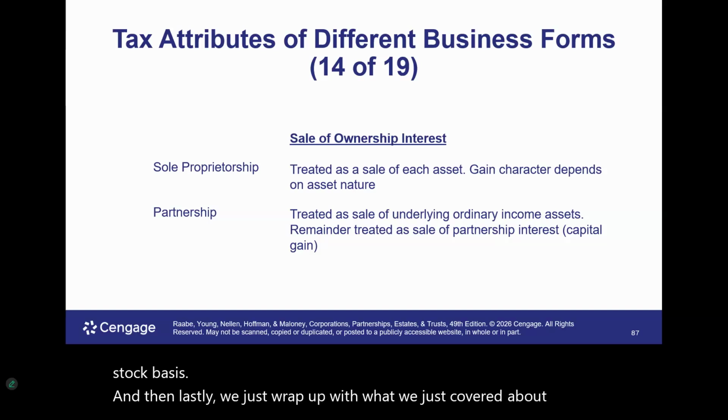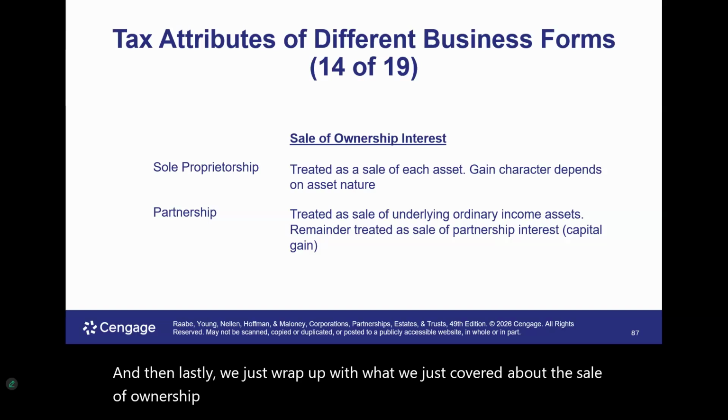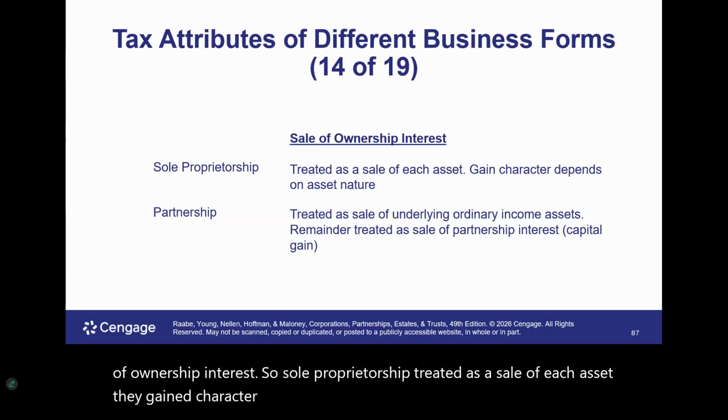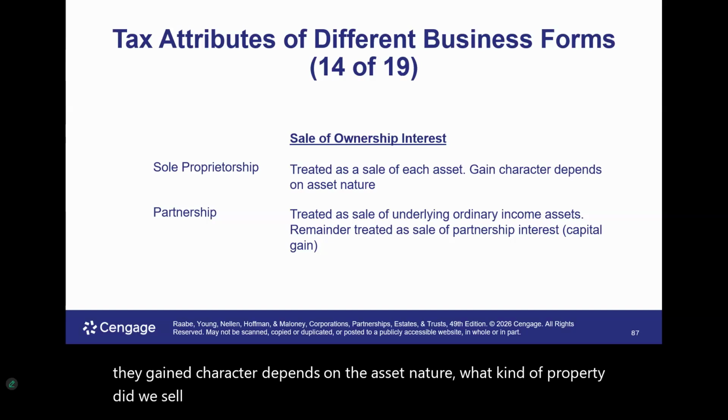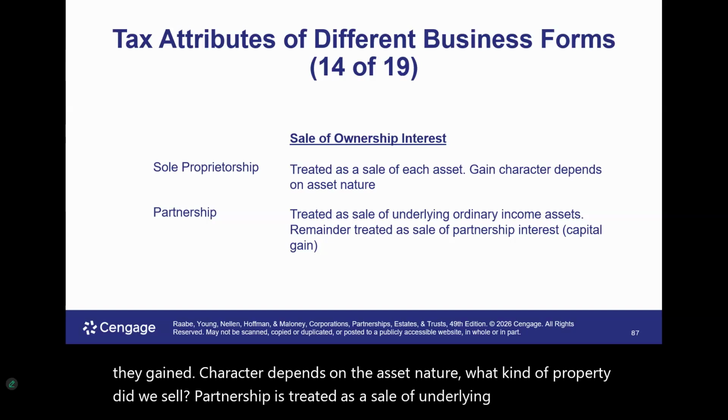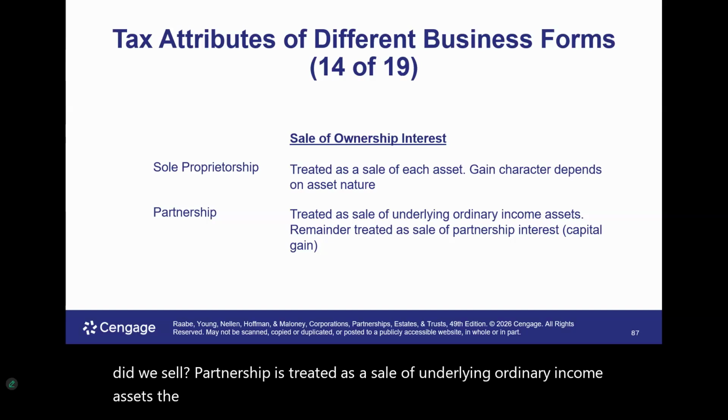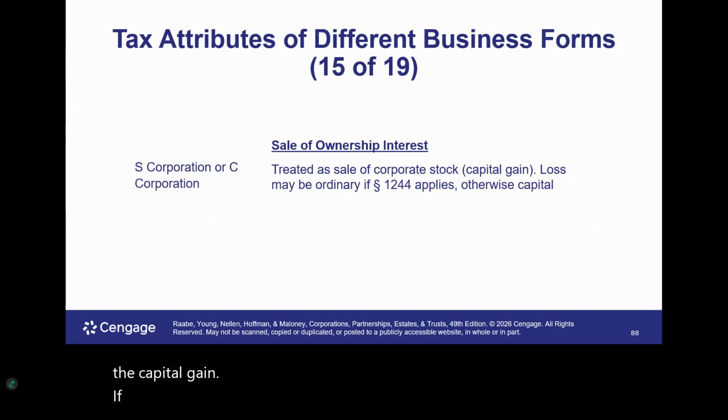And then lastly, we just wrap up with what we just covered about the sale of ownership interest. So a sole proprietorship is treated as a sale of each asset. The gain character depends on the asset nature. What kind of property did we sell? A partnership is treated as a sale of underlying ordinary income assets. The remainder is treated as a sale of the partnership interest and the capital gain.